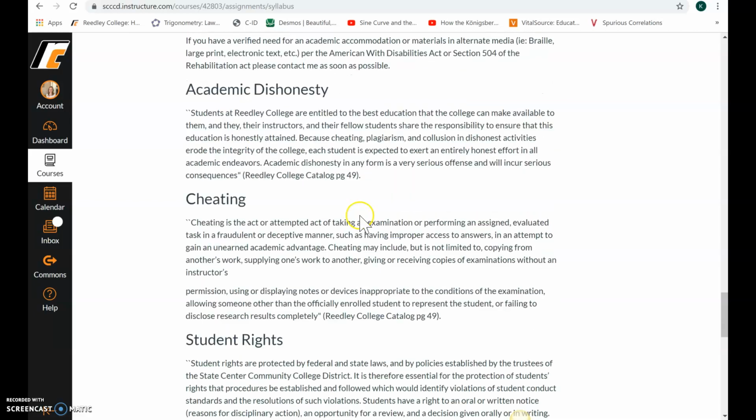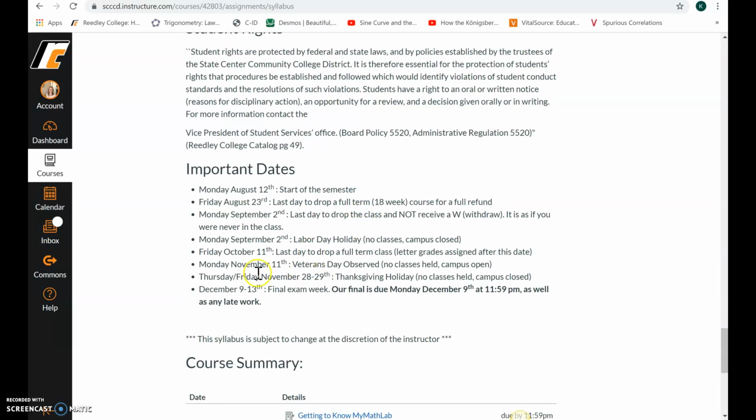You can read through the college policies section and then also some important dates there for the semester. The holidays don't affect us, but they may affect your face-to-face classes if you have any of those going on.